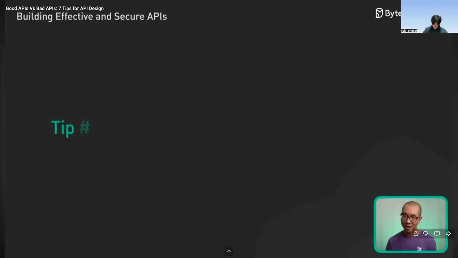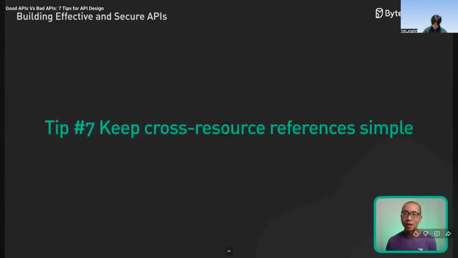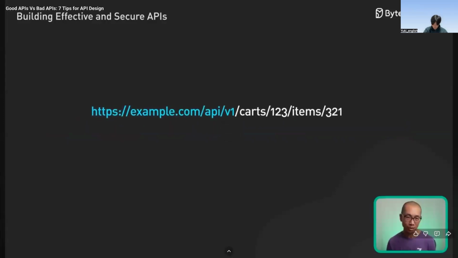Next. Tip number 7. Keep cross-resource references simple. Cross-resource references, what does that mean? I'll look it up later. Use clear linking between connected resources.